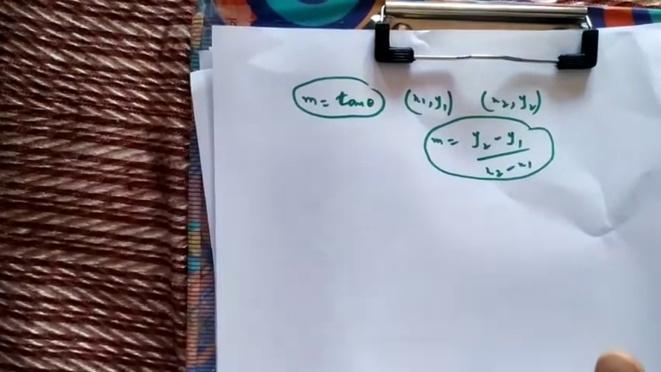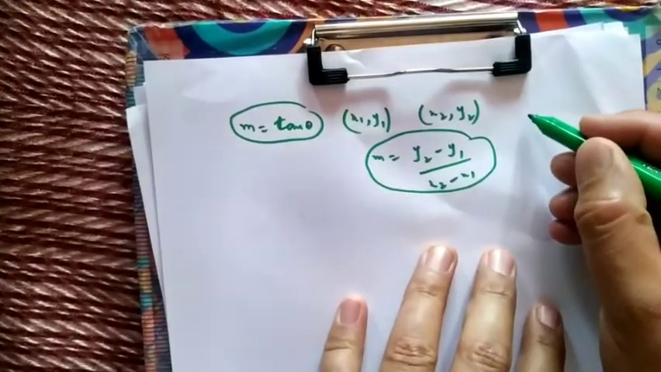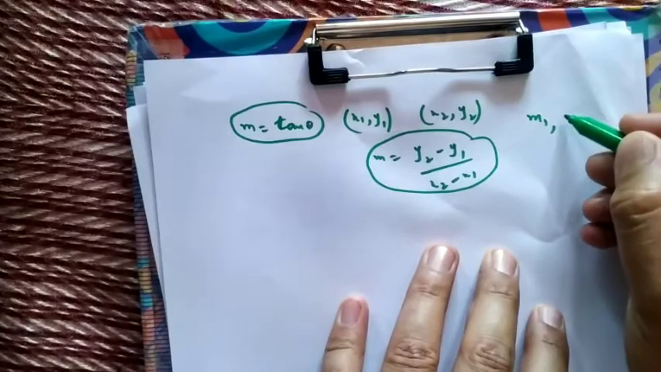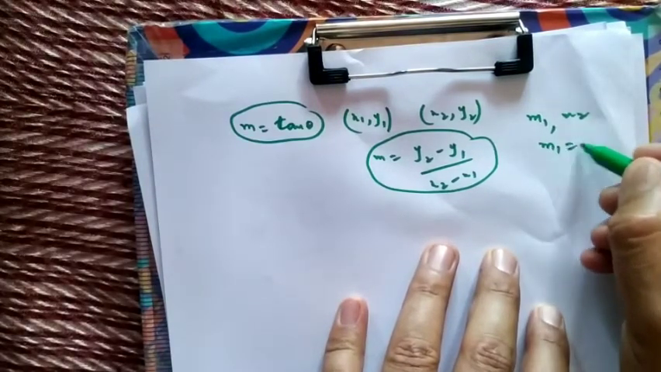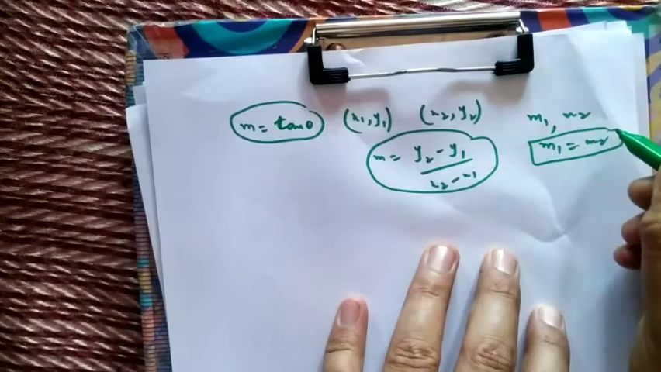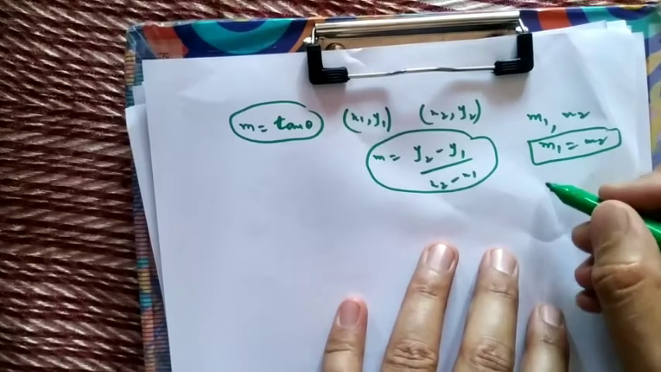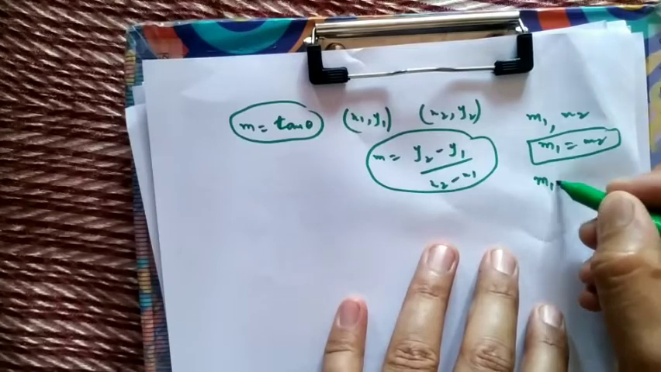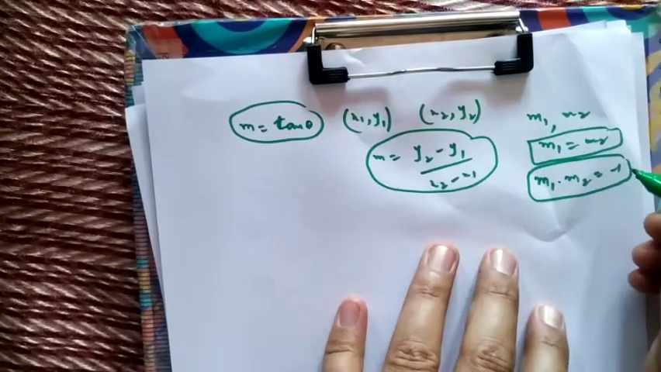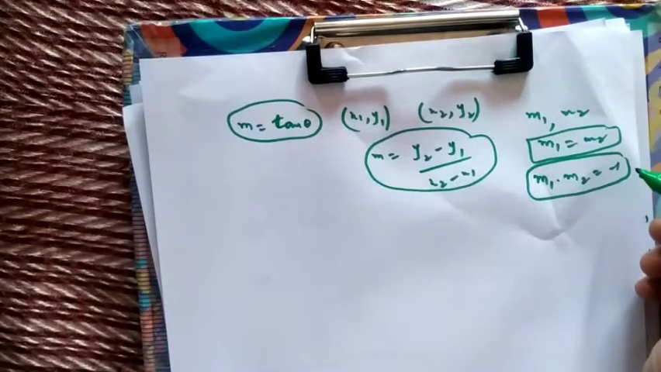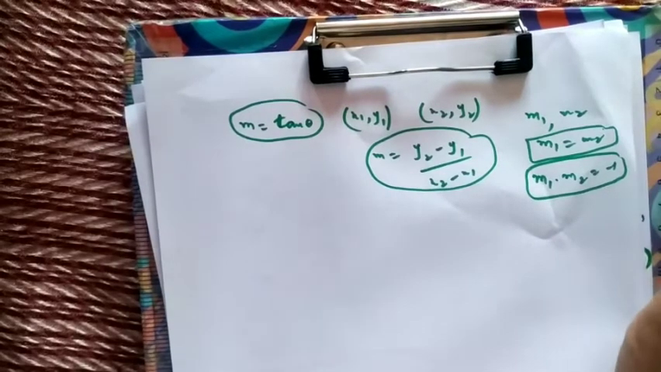तो स्लोप पे मैंने आपको बहुत सारी चीज़ें बताईं। अगर m1 किसी लाइन का स्लोप है, m2 किसी दूसरी लाइन का स्लोप है, तो when m1 is equal to m2, means when the slopes are equal, the lines are parallel. And second, if m1 into m2 is equal to -1, that means if the product of slopes of two lines is equal to -1, then the lines are perpendicular.